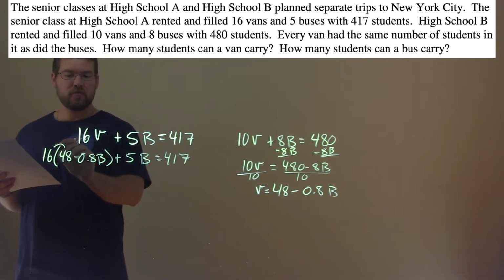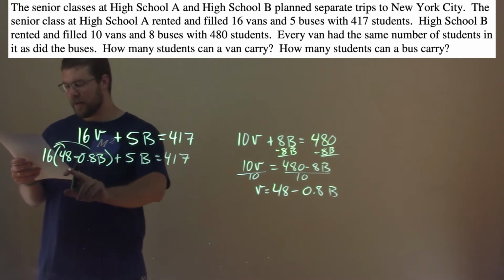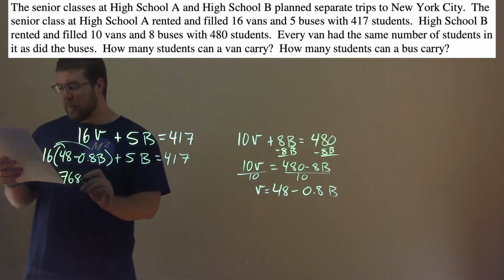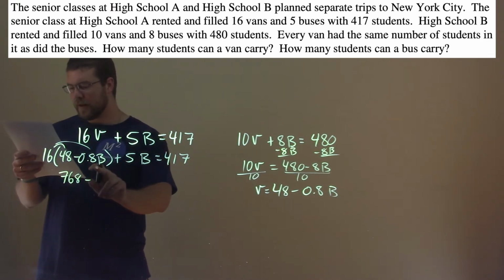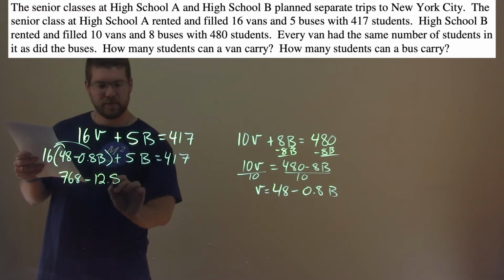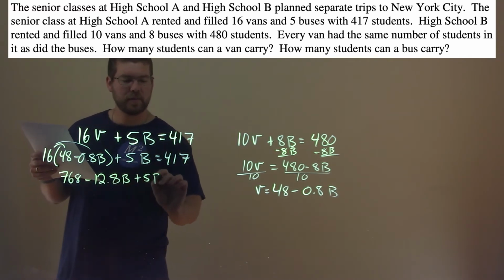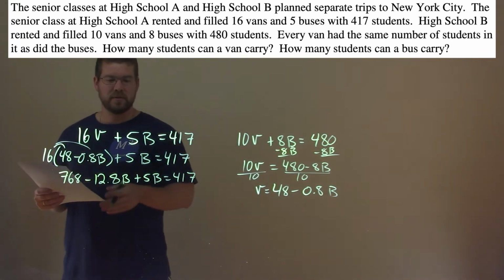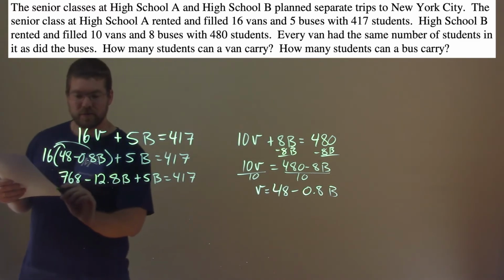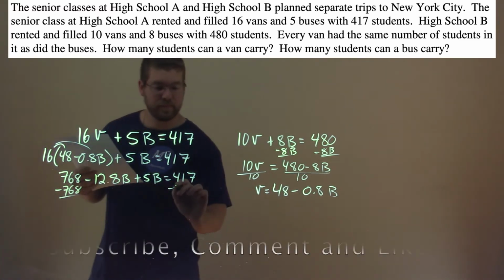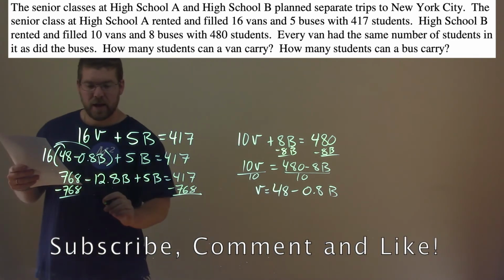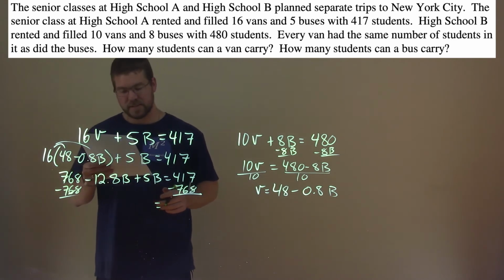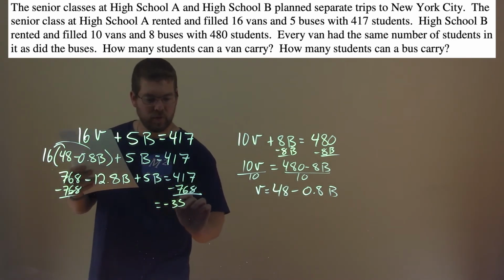Let's distribute that over here. 16 times 48 is 768, minus 16 times 0.8, which is 12.8B, plus 5B equals 417. We now want to solve for B. I'm going to subtract 768 from both sides. On the left-hand side, these cancel, and 417 minus 768 is negative 351.